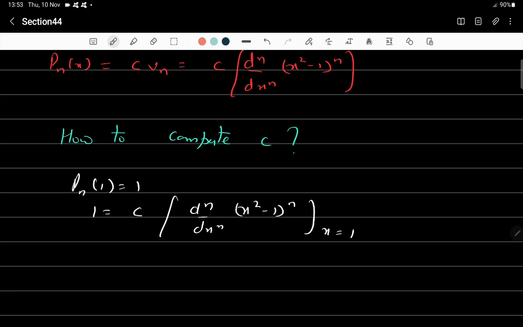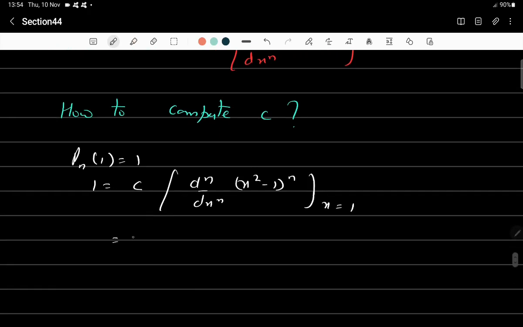Now how do you compute this one? Spend some time and try to find it. This is C, and n times differentiation of (x − 1)^n (x + 1)^n. Now see, if any term has (x − 1) raised to the power anything, then at x is equal to 1 it would always be 0. It means you need to find the term which does not have (x − 1), and it is only possible when you differentiate (x − 1) n times.